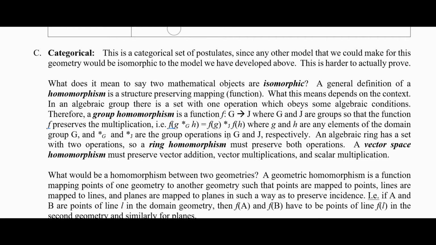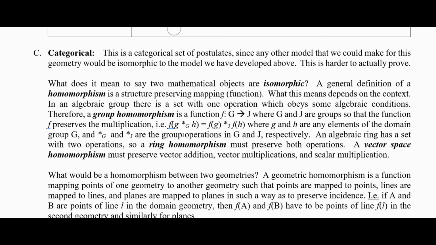So a general broad definition of homomorphism, let's do that first, is a structure-preserving mapping. Mapping is another word for function. And what this means depends on the context. In abstract algebra, we talk about a thing called an algebraic group. There's a whole area of mathematics called group theory. In fact, my PhD is in group theory. In an algebraic group, there is a set with one operation which obeys some algebraic conditions. So a group homomorphism is a function f mapping a group G into a group J, where G and J are groups. They're sets with these conditions, and they come with an operation, so that the function preserves the multiplication. It preserves the group structure.